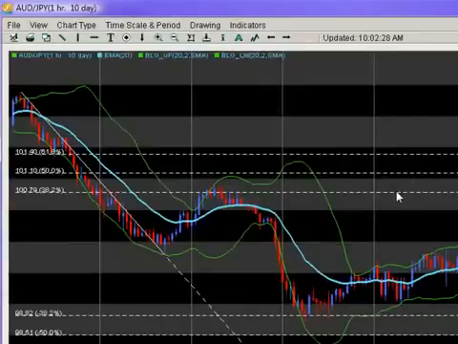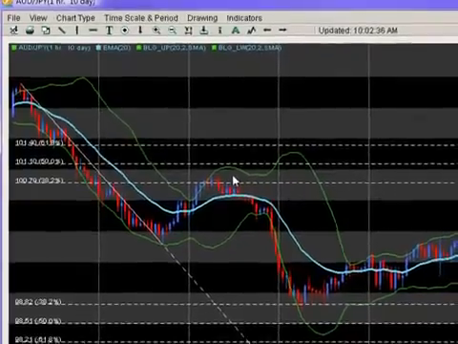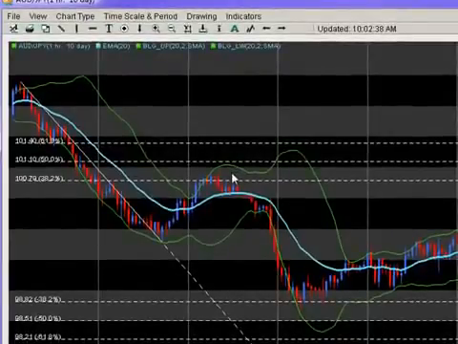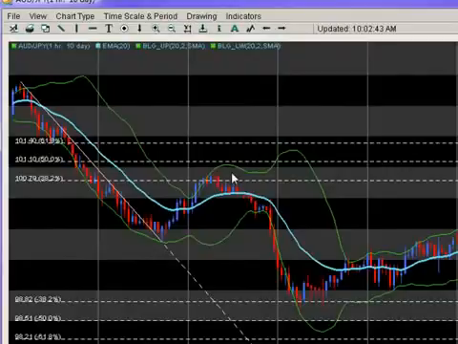The three most commonly used are 38.2, 50%, and 61.8. There are other levels, but these are the most popular, and these are the ones most commonly used. And since technical analysis is a tool of popularity, we go with the most popular levels as well.